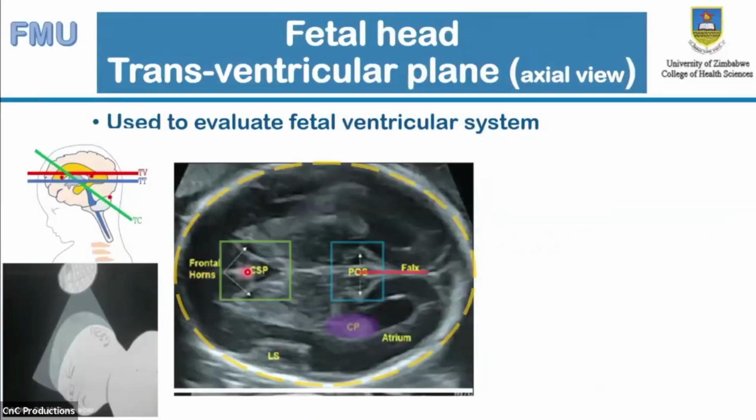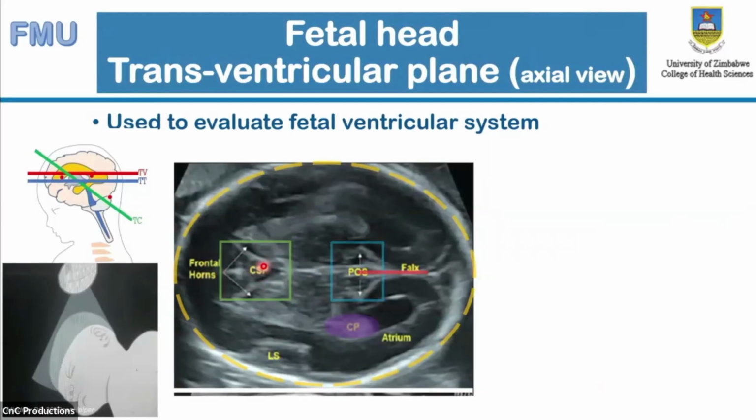So from 17 weeks to 37 weeks, whenever you are doing the anomaly scan, we expect you to document this rectangular dark structure, which is the cavum septum pellucidum. So the cavum septum pellucidum will intercept this midline, and absence of the cavum septum pellucidum might be an indication of pathologies like agenesis of the corpus callosum, septo-optic dysplasia, or holoprosencephaly.